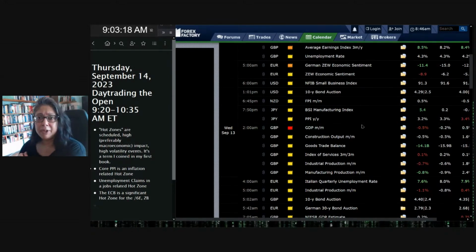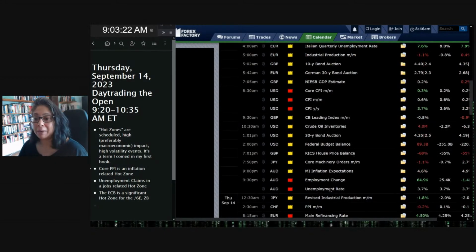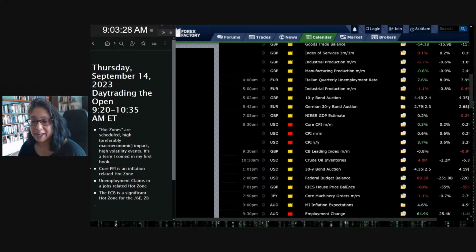When is the UK GDP? Oh, that was Wednesday. When are Australian unemployment changes? If I'm in the New Zealand dollar, the Australian dollar, those things matter. So really conveniently, they put the little red icon. Well, to me, that was red hot. And that's a red hot time zone. There you go. Hot zones.